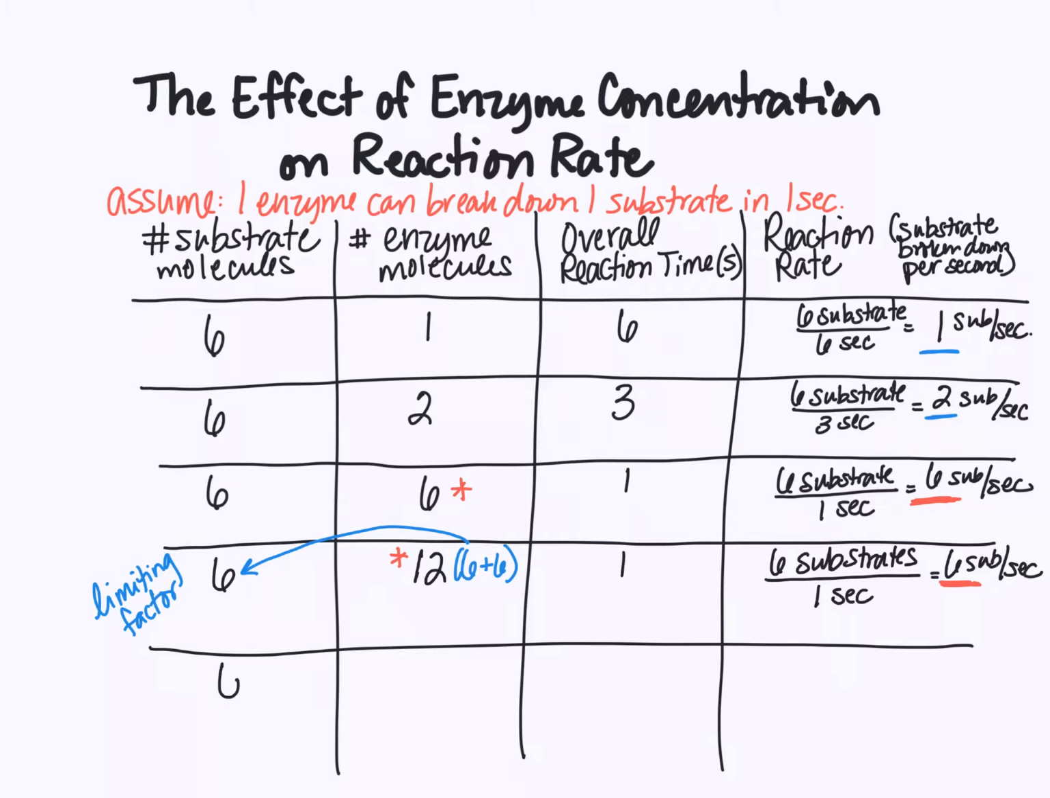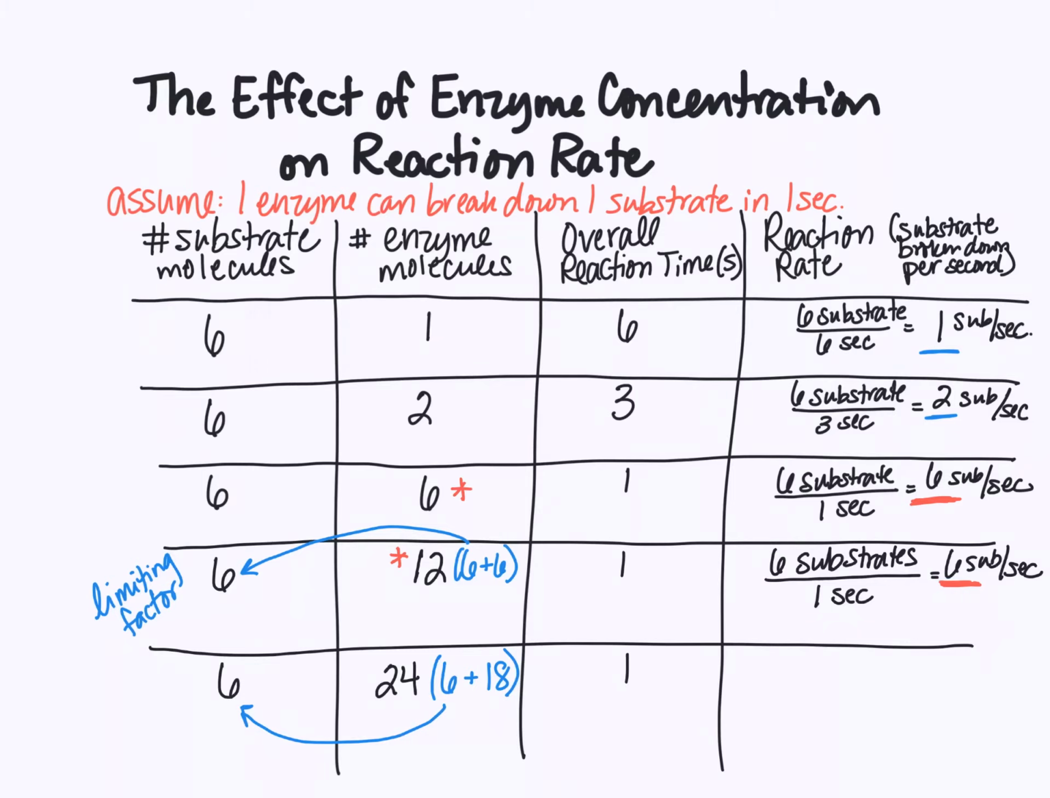And let's say we still have our 6 substrate molecules, but now we have 24 enzyme molecules. Now, once again, we could kind of break this down and say that we have 6 enzyme molecules that are going to be breaking down these 6 substrate molecules. But we have 18 enzyme molecules that are just sitting there with nothing to do because there is not enough substrate available for them to catalyze a reaction with. So adding these extra enzymes is not increasing the reaction rate because the enzymes don't have anything to react with. And so we end up with an overall reaction time of 1 second.